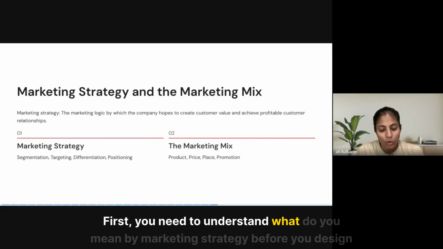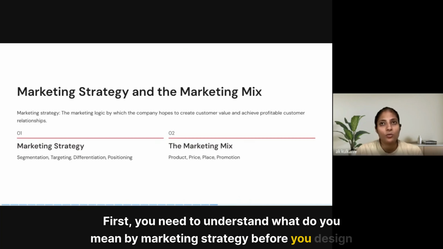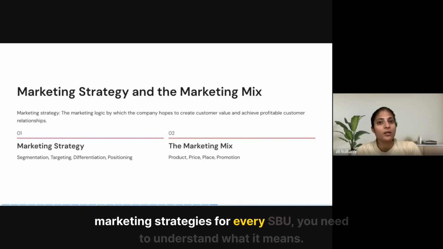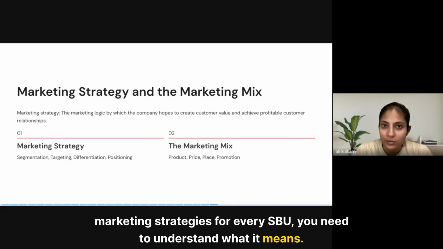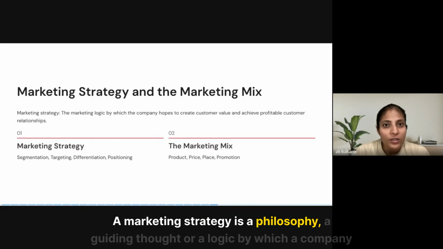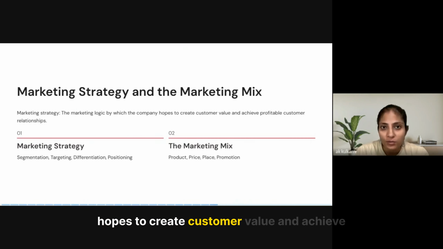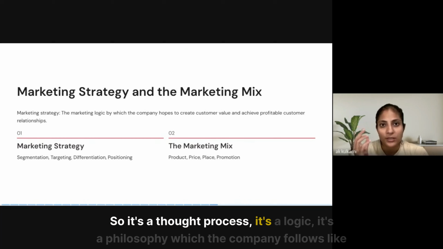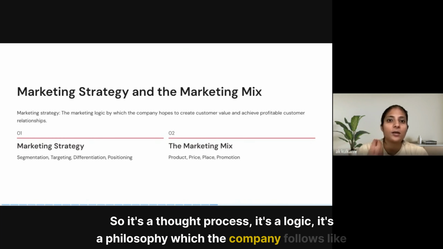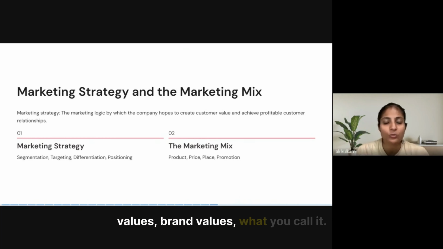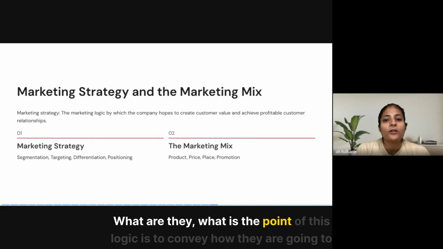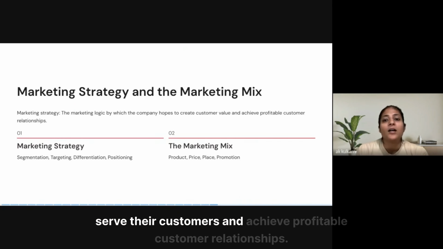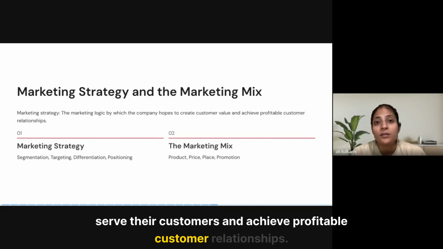First, you need to understand what you mean by marketing strategy. Before you design marketing strategies for every SBU, you need to understand what it means. A marketing strategy is a philosophy, a guiding thought, or a logic by which a company hopes to create customer value and achieve profitable relationship. So it's a thought process, a logic, a philosophy which the company follows, like values, brand values, whatever you call it. What is the point of this logic? It is to convey how they are going to serve their customers and achieve profitable customer relationship.